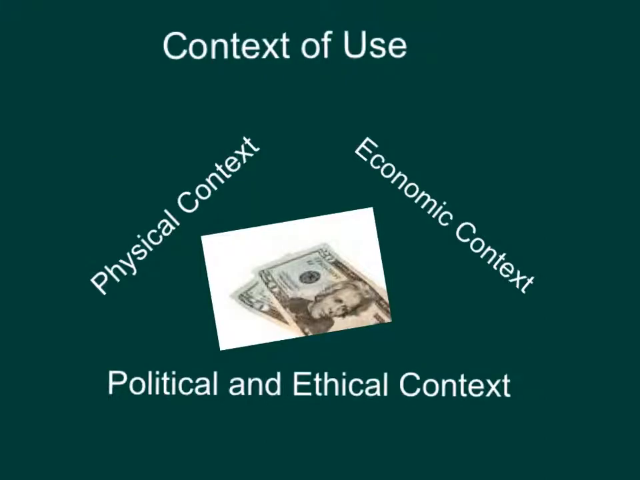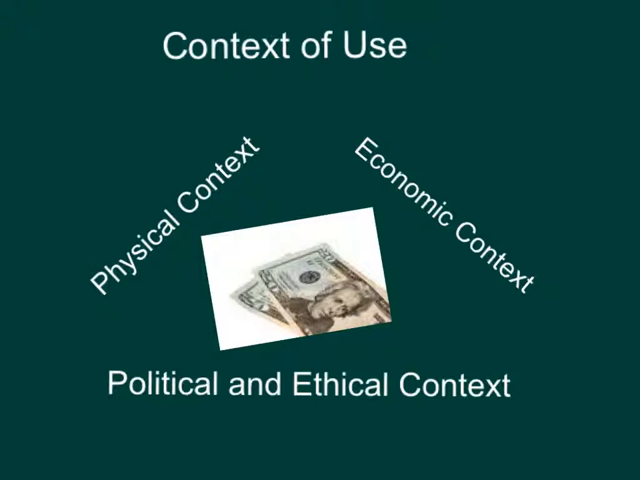Context of use is important. That has three different components. There's the physical context, which basically is where are they going to read it, when are they going to read it, how are they going to read it, those kinds of questions that just relate to physically. Are they going to be reading it on a phone? Are they going to be reading it on their computer? Are they going to have a hard copy of it? Are they going to be in a meeting where they're presenting it to other people?